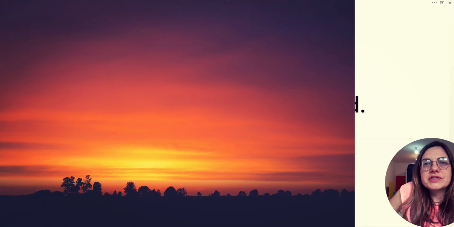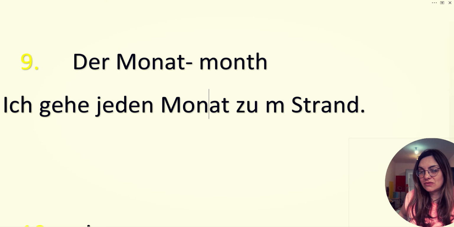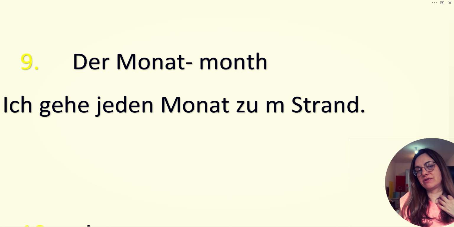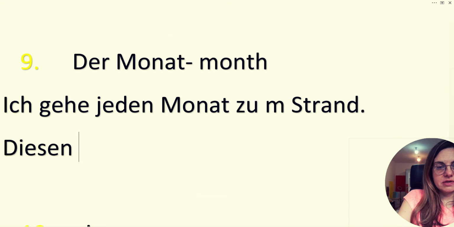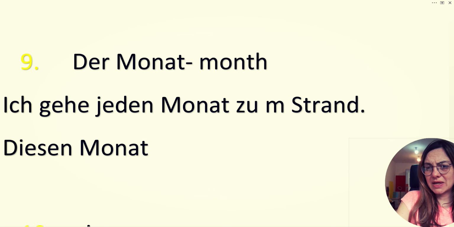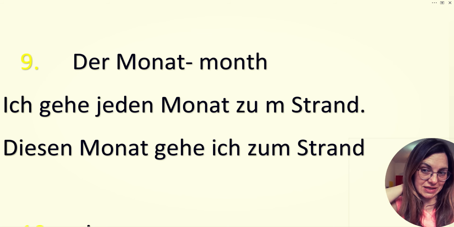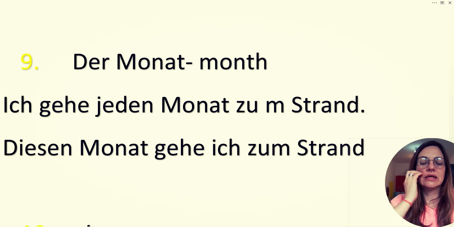So, remember, the first word was der Abend, and then we said guten Abend for good evening, and we said that it's a masculine noun in accusative, the same as for der Monat. It's again a masculine noun in accusative, and that's why we say jeden Monat. Or this month would be diesen Monat. This month I'm going to the beach. Diesen Monat gehe ich zum Strand. Okay. Or letzten Monat. Last month. Diesen, jeden, letzten. Okay.